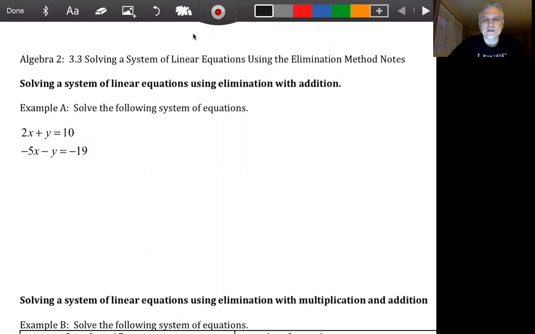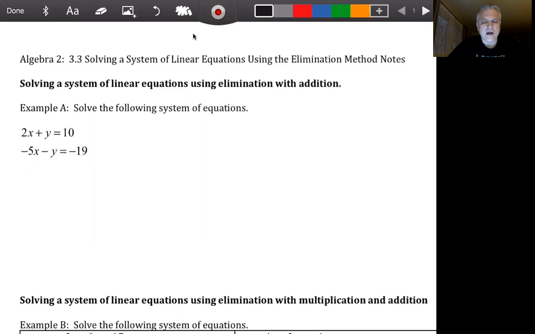Okay, so we've been solving systems of linear equations. In Day 1, we looked at graphing the two lines and seeing where they intersected, if they intersected at all. In Day 2, we looked at taking the equations and using the substitution method when there was just an x or y that we could isolate nicely.